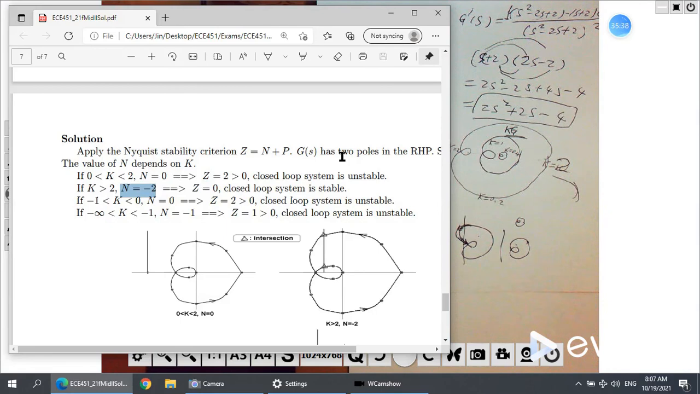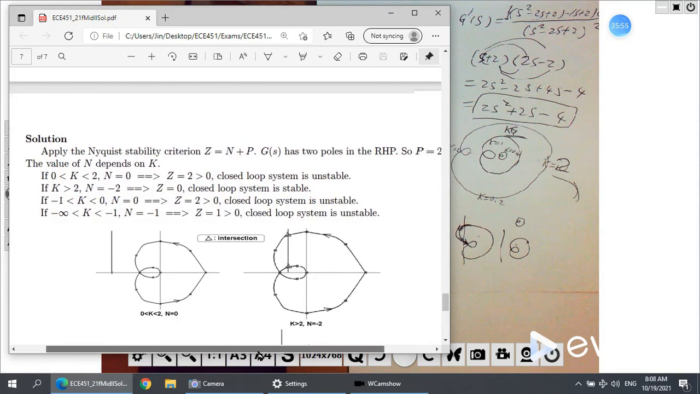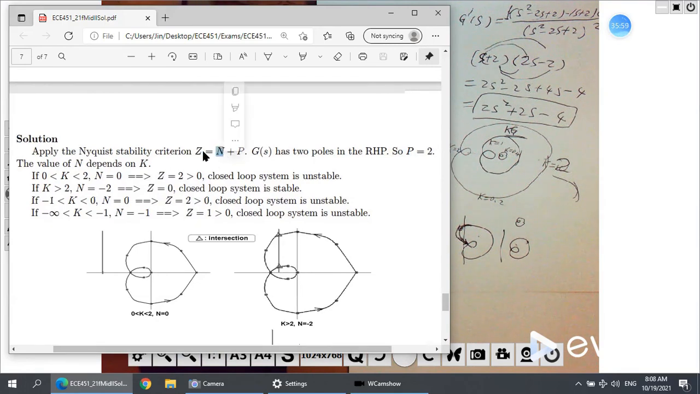Then N is -2. You got it? This is an anti-clockwise count, right? The direction is anti-clockwise, so it's a -1. Here's another -1, so I have N is -2. Then you plug in here, P is 2, right? We know P is 2. P is 2, N is -2, so Z is 0. Then the system is stable.